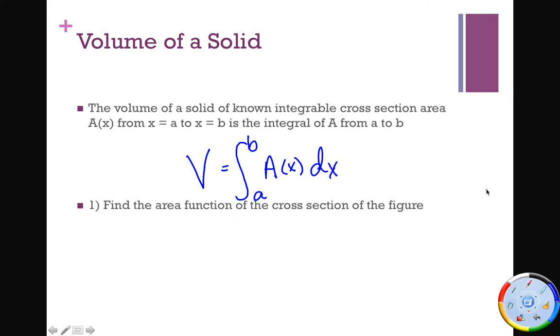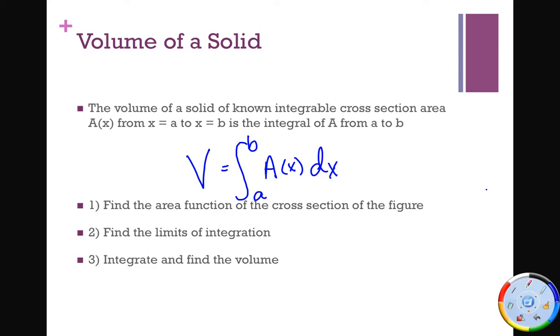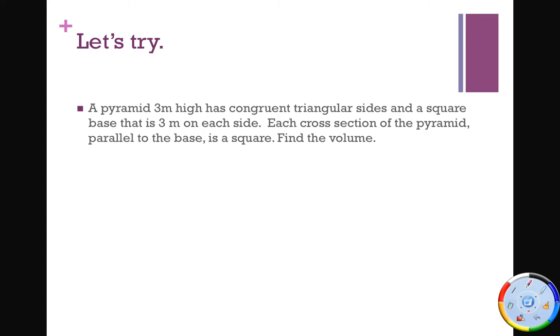So here's what we're going to do. We're going to find the area function of the cross-section of the figure. We're then going to find the limits of integration, and we are going to integrate and find the volume. So let's take a look at a relatively simple problem. I am using the textbook examples, but obviously I'm just going to be explaining them. So their pictures are going to be a lot better than mine.